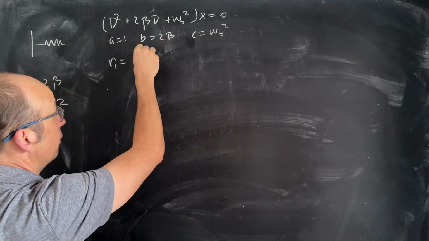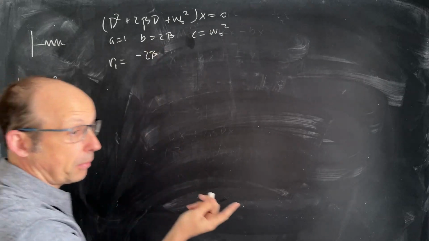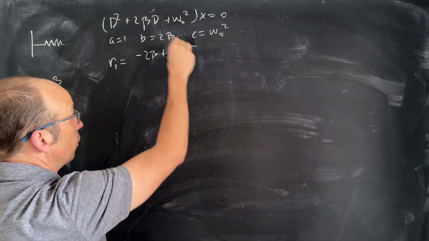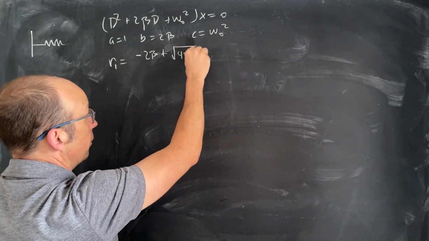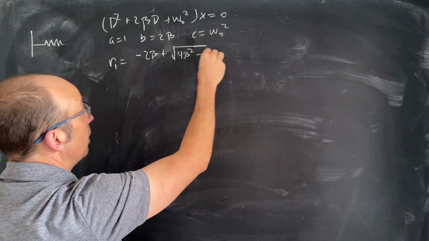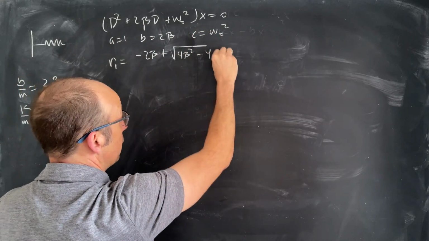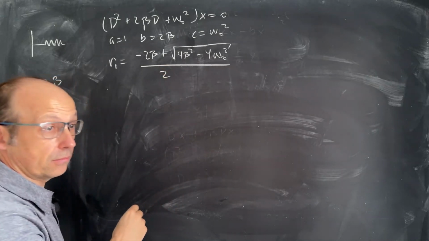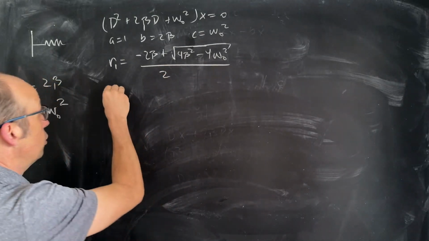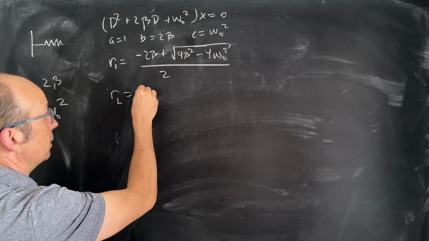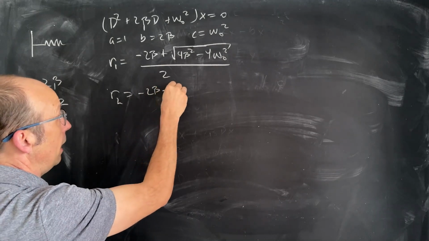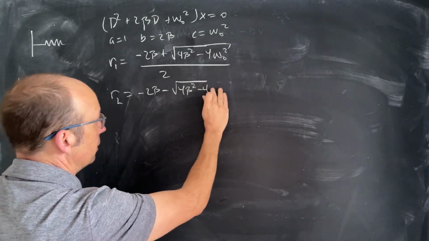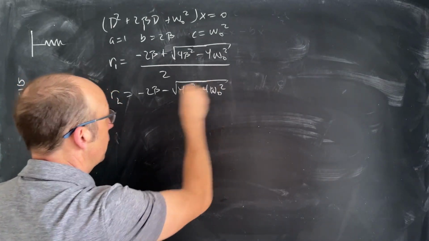Negative b, so that's negative 2 beta, plus or minus. I'm going to go with the plus one first. So plus the square root of b squared, which is 4 beta squared, minus 4 times a, which is 1, times c, which is omega naught squared. All of that divided by 2a, which is just 2. And then R2 is going to be the same thing, except I have a minus sign there: negative 2 beta minus the square root of 4 beta squared minus 4ac, omega naught squared, over 2.